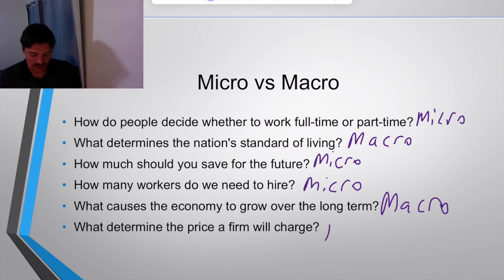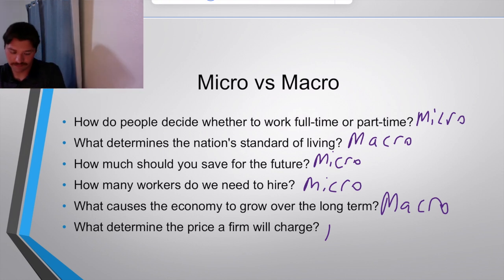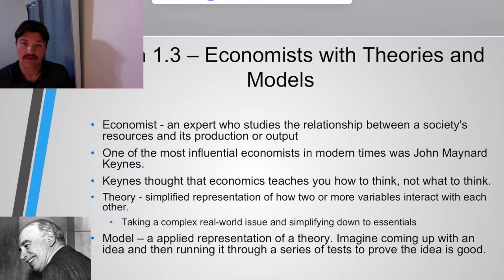The next thing would be talking about what economists do. So economists are people that come up with theories and models. They are experts who study the relationship between a society's resources and its production or output. They are looking at how the economy is all connected, how areas here will affect areas here. One of the most influential economists of modern times was John Maynard Keynes, so we will be talking more about him. Keynes thought of economics as a way to teach you how to think, not just what to think.